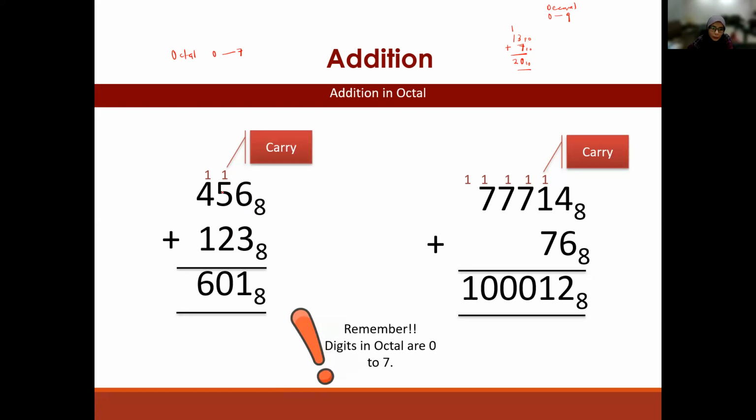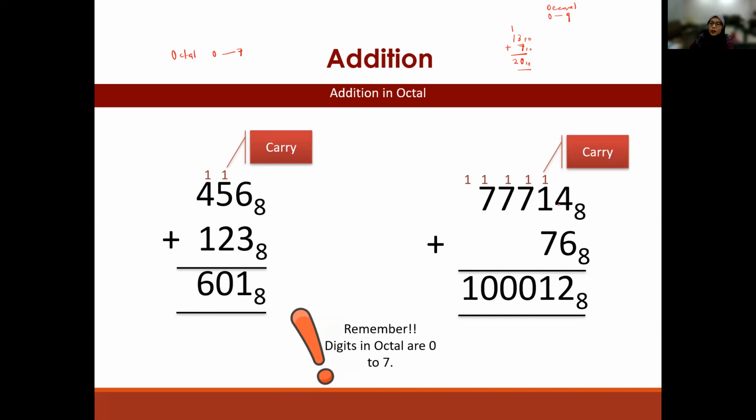1 plus 5, 6, 6 plus 2 equal to 8. This is more than the range, so 8 minus 8 equal to 0, and you have 1 carry here. So 1 plus 4 equal to 5, 5 plus 1 equal to 6. We don't have any carry, so the answer is 601.